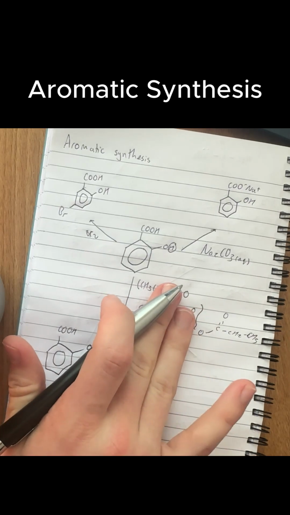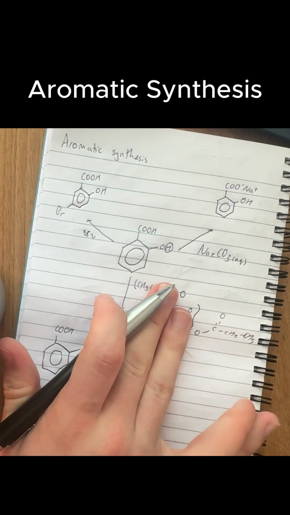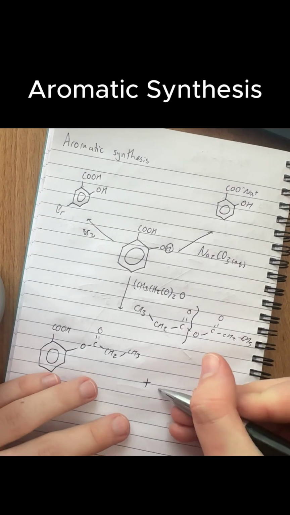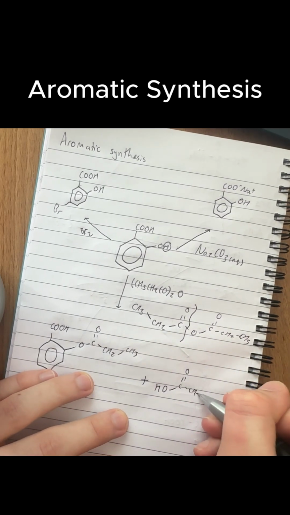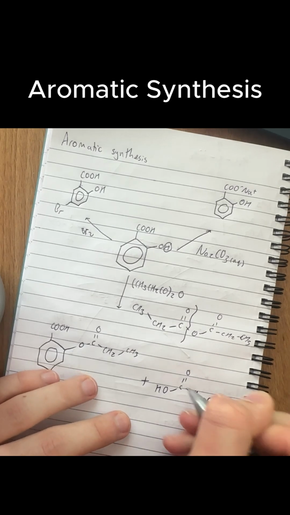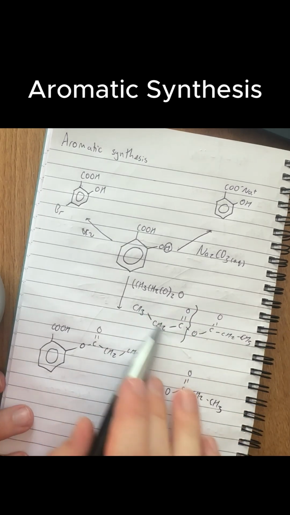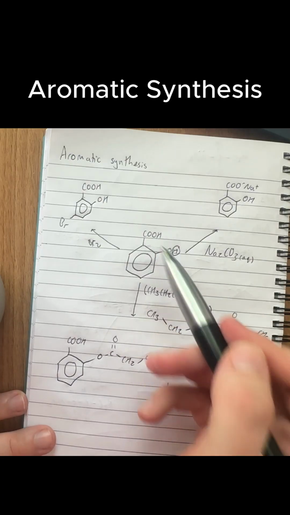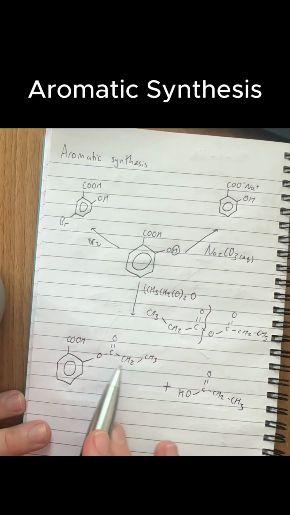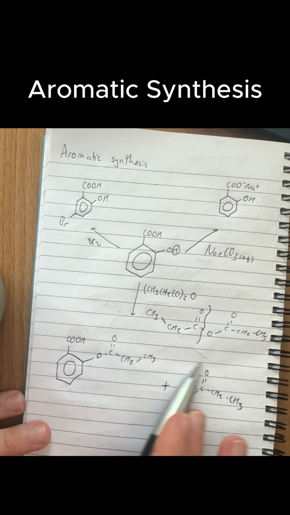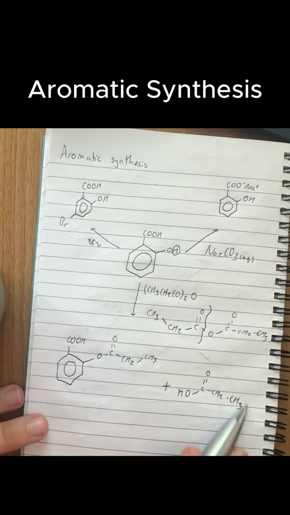So if I cover that up, what do you have left? You have this group. If you put an H on it, you'll have HO, CO, CH2, CH3, which is also propanoic acid. So when an acid anhydride reacts with an alcohol, it will form the ester, and it will form a carboxylic acid.